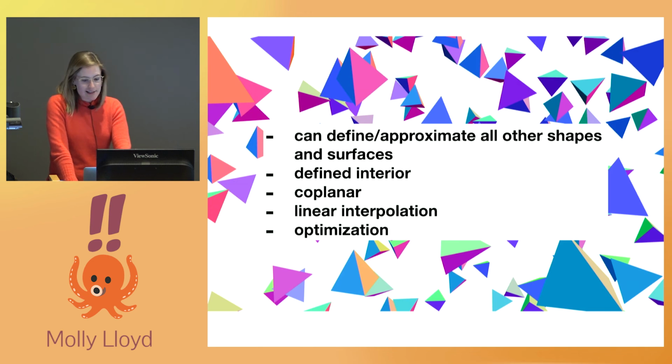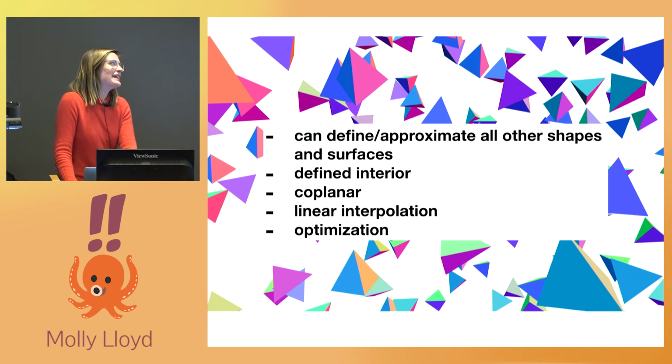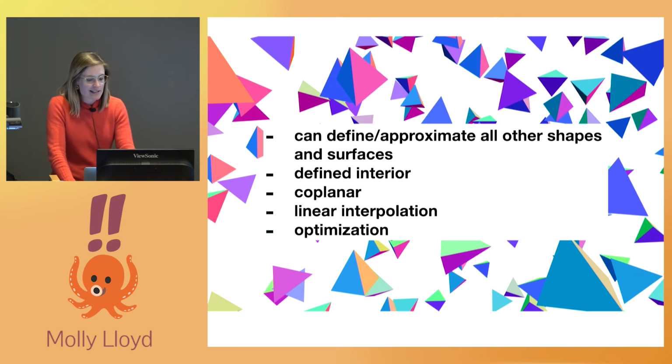So to recap, triangles are great, and some reasons why include that they can define or approximate all other shapes and surfaces. They have a well-defined interior, guaranteed to be coplanar. You can linearly interpolate across their surface, and most importantly, they allow you to optimize for a single shape.